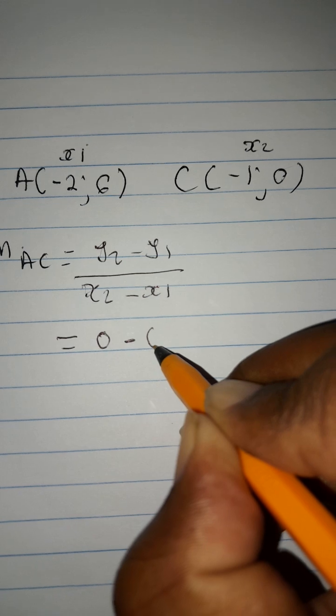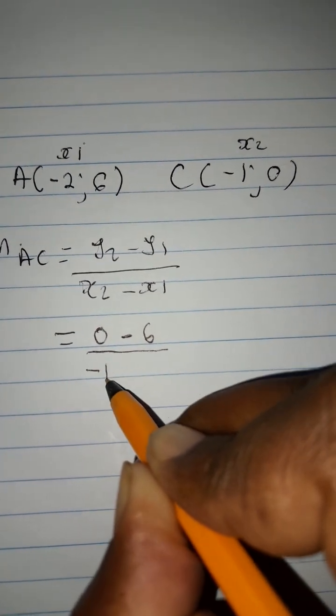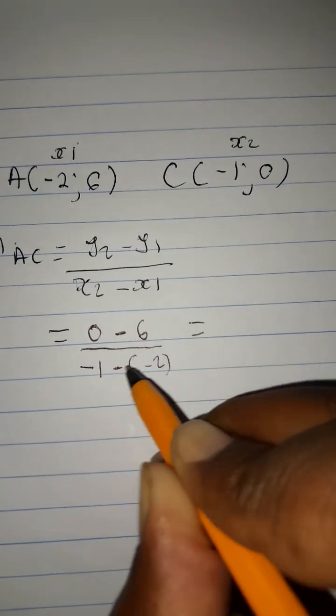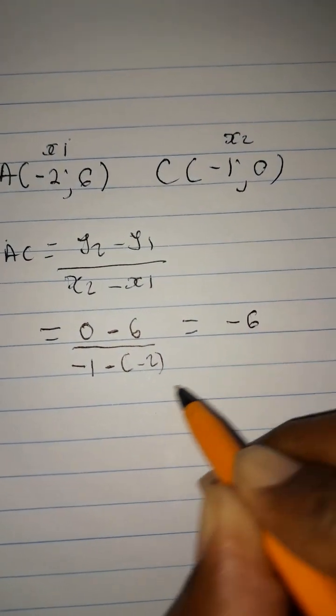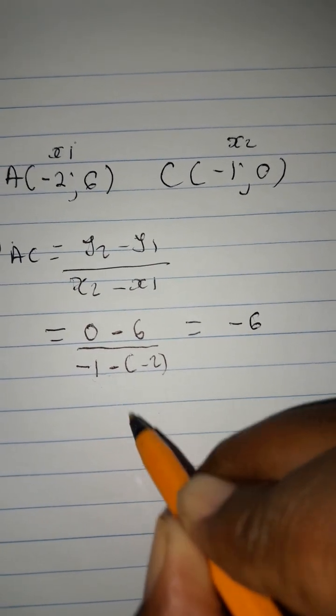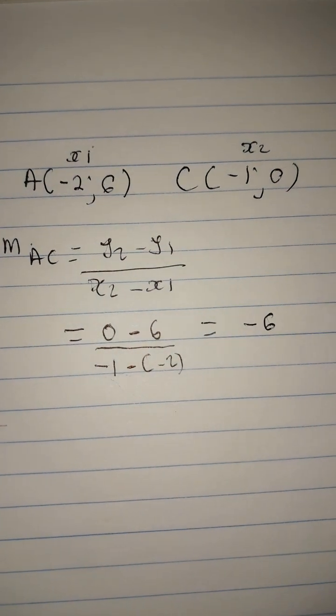Your y1, that will be 6. So your x2, that will be -1. Your x1, that will be -2. So let's put that into practice. That will be -6. So remember that here you are having negative and negative, it's positive. So in other words, you're having -1 plus 2.